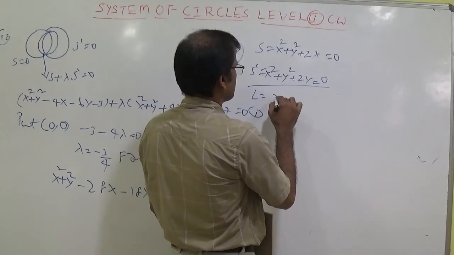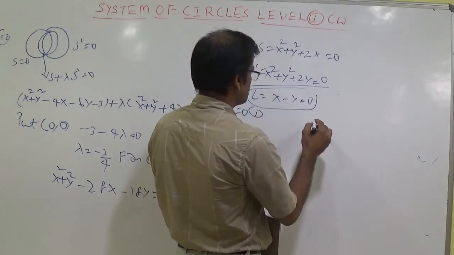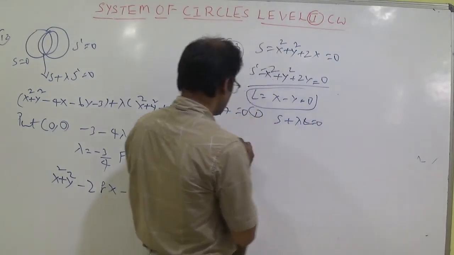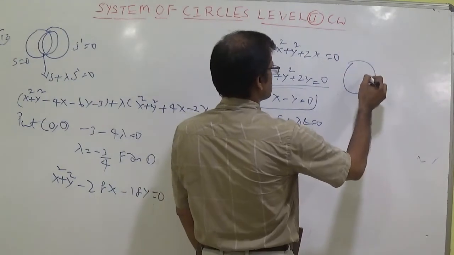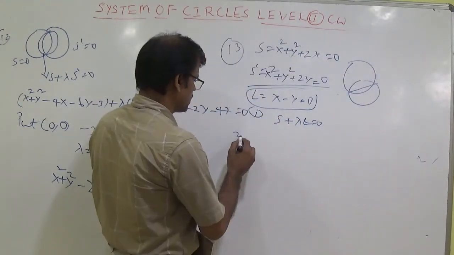L is the common chord: 2x minus 2y equal to 0. You can say x minus y equal to 0. Required circle, concept S plus lambda L equal to 0. This common chord is the diameter of the circle, like this. This is a rough diagram.